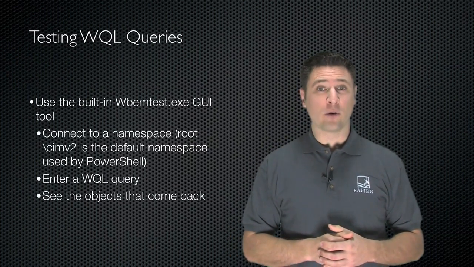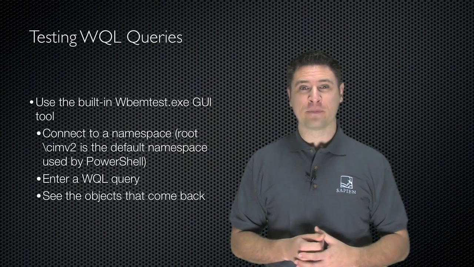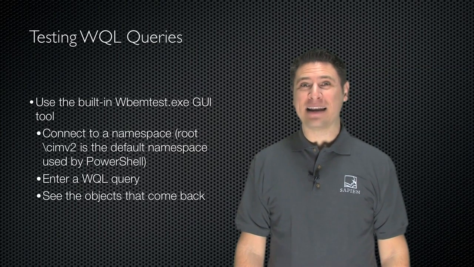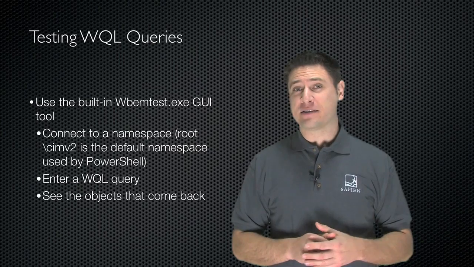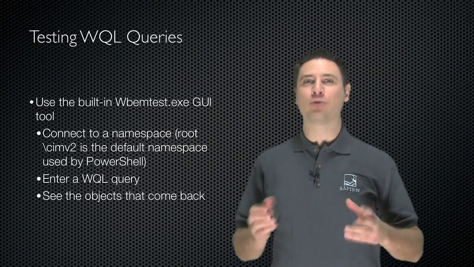Before I use a WQL query in PowerShell, I like to test it first, so I know what I'm getting back from that query. And the best way to do that is to use the built-in WBEMTest.exe GUI tool. Trust me, it's on your operating system. All you have to do is click Start, Run, type wbemtest, and hit OK, and it'll pop right up.